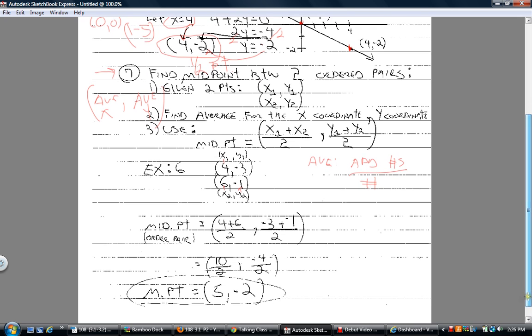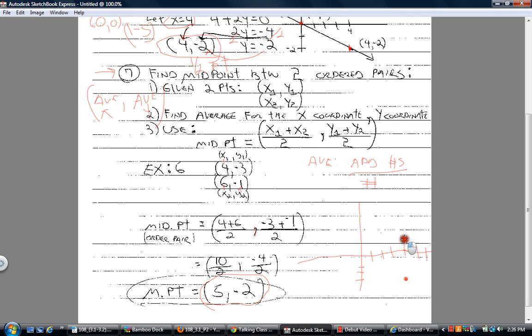The midpoint is an ordered pair, so there's your parentheses and your comma. What do you get? 10 divided by 2, and -3 plus -1 is -4, divided by 2. Work out the arithmetic: (5, -2), and you got it. If you took the time and plotted these, sorry, my writing's not too good, 1, 2, 3, 4, -3, 1, 2, 3. This would be about right here.